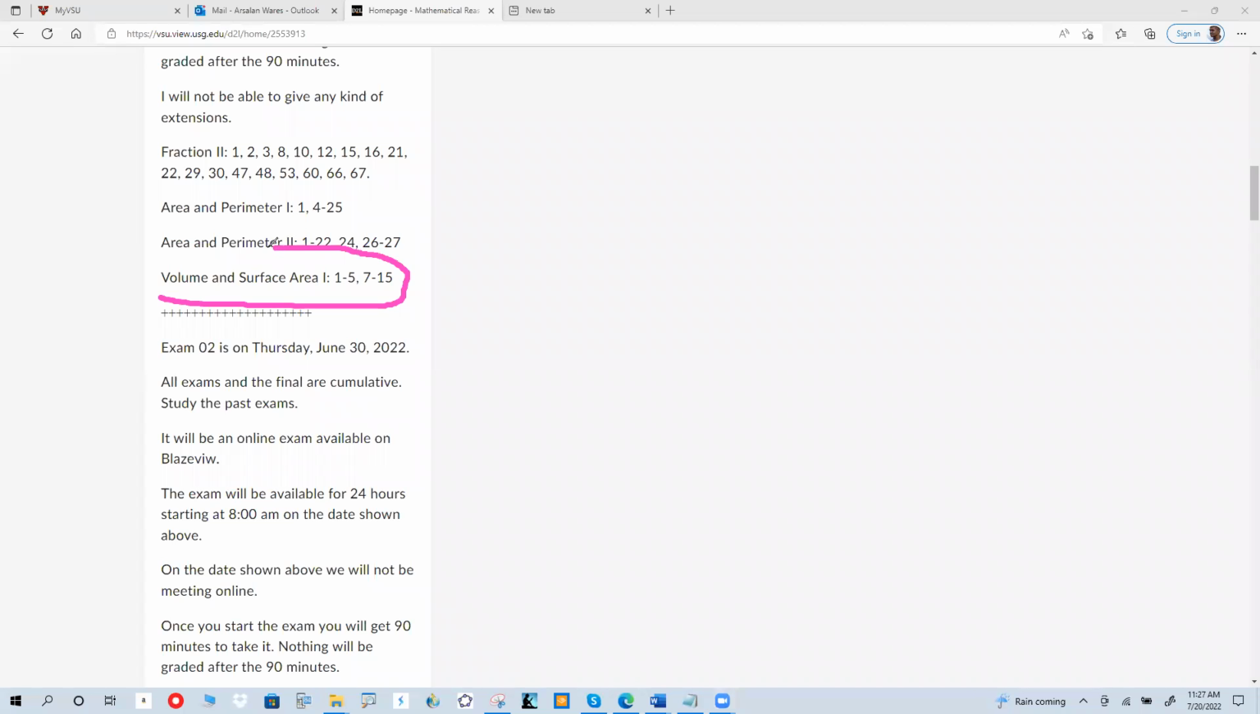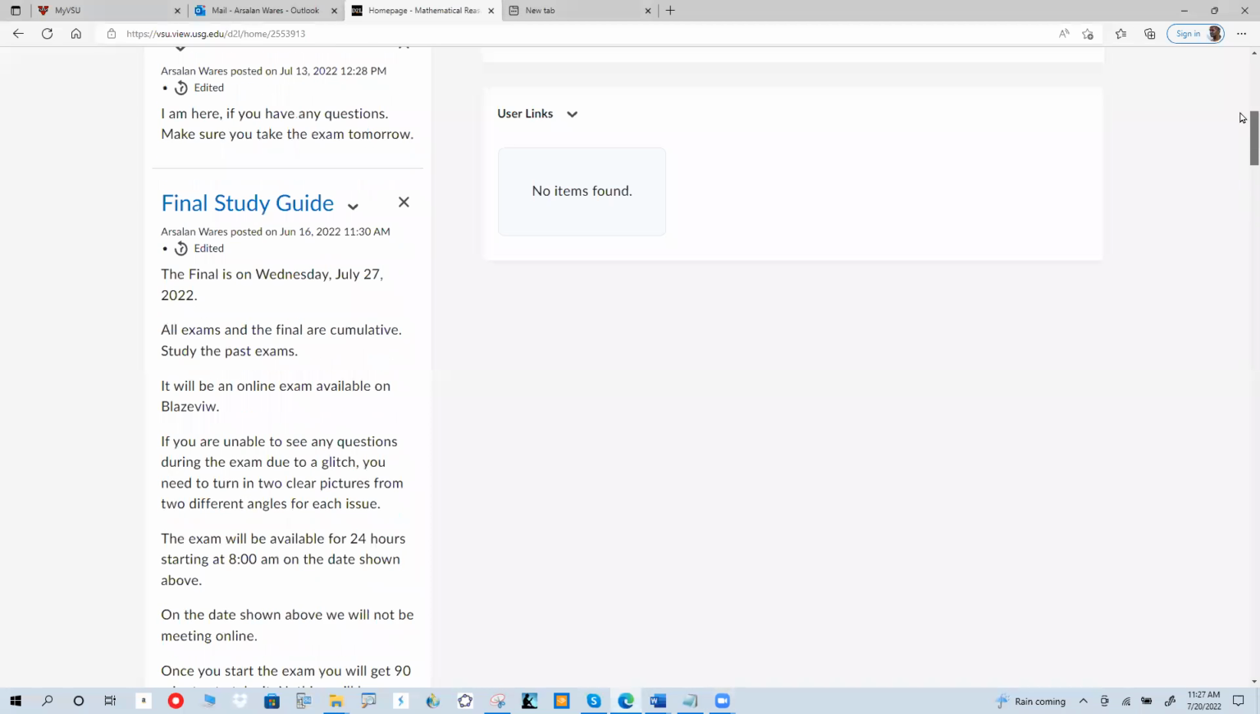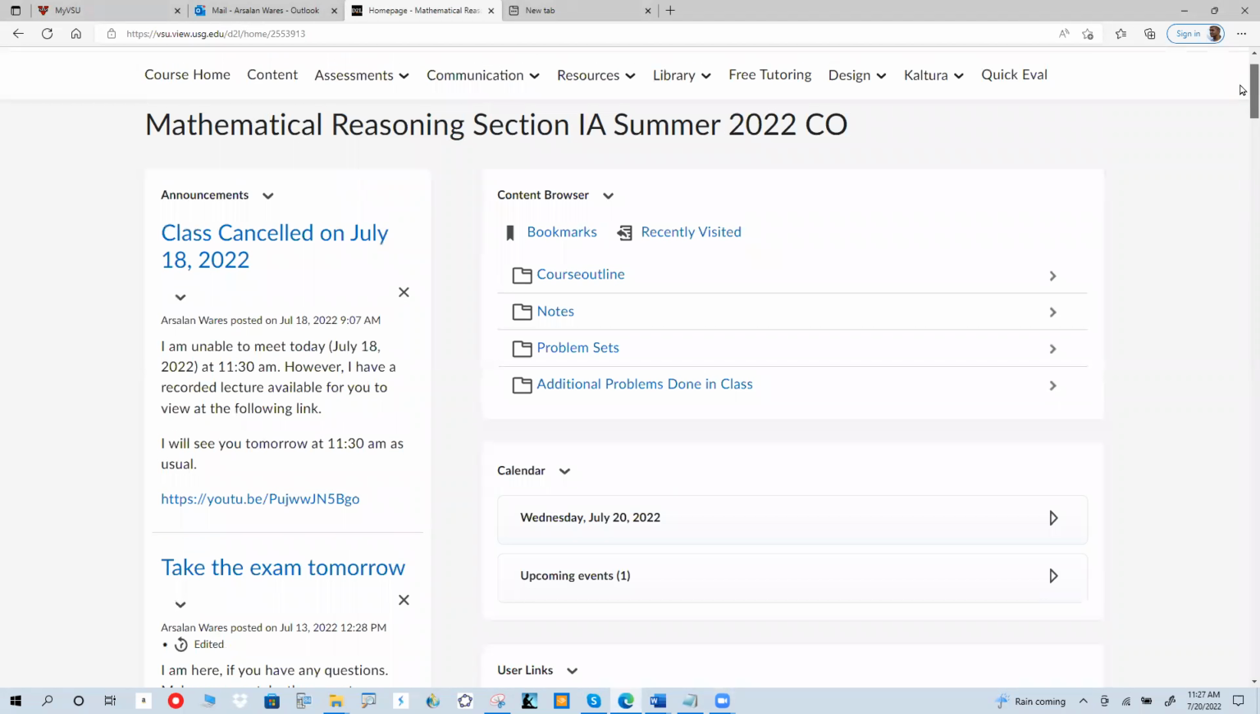I carefully pulled out a couple of problems that we didn't do. They're pulled out, they're not here. So this is all we're going to do from volume and surface area 1. Make sure you understand that. Now, if you need help, you have to tell me. You have to hang out with me, come here, bring your questions.